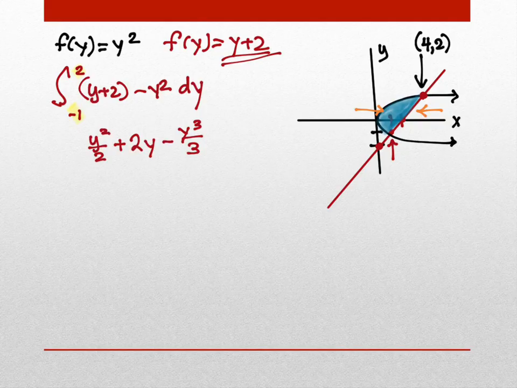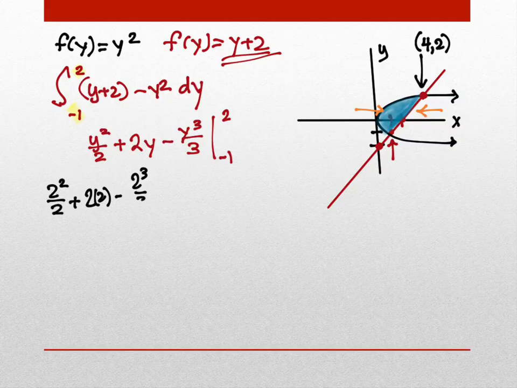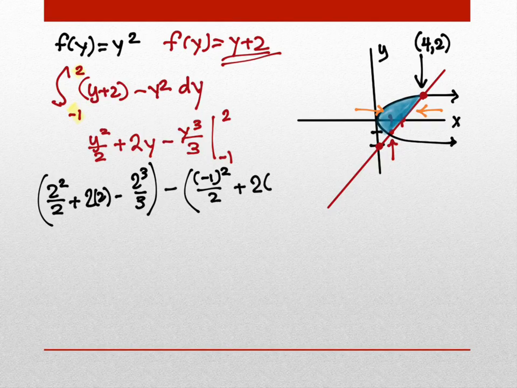Am I done? Oh, no. I'm not going to have a plus C on this one because I have limits of integration. So I'm going to go from 2 on the top down to -1 on the bottom, and evaluate this at each of those values. So I have 2 squared over 2 plus 2 times 2 minus 2 cubed over 3. All of that is minus -1 squared over 2 plus 2 times -1 plus -1 cubed over 3.